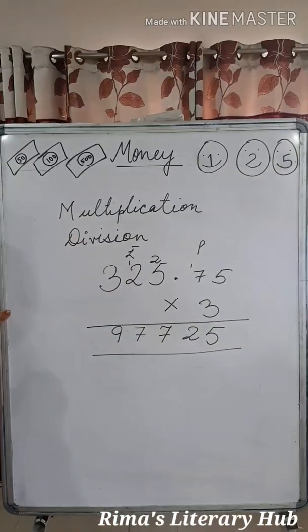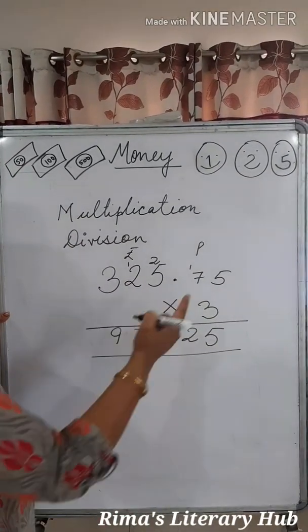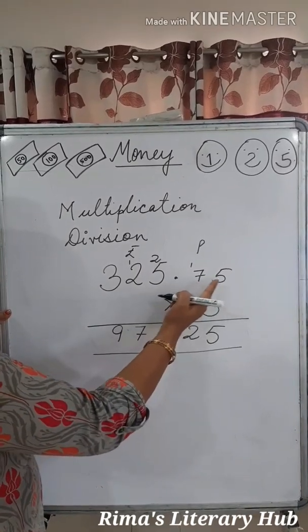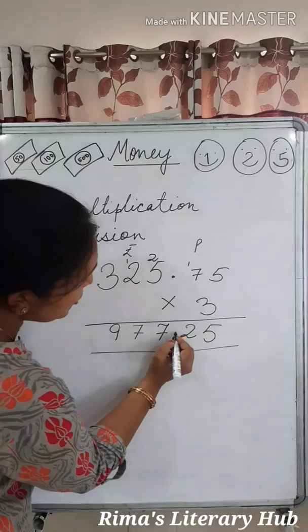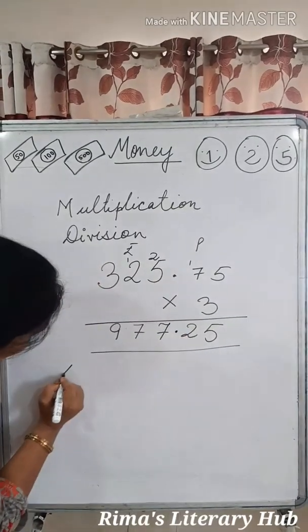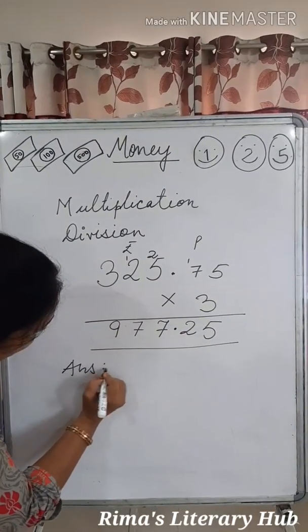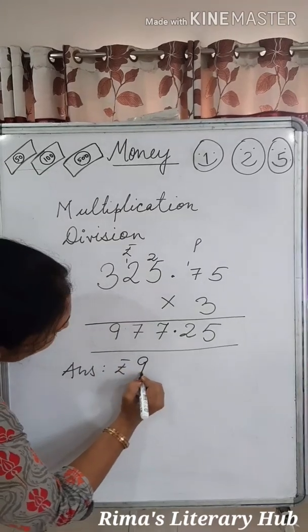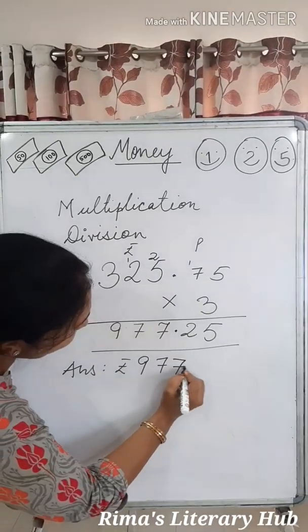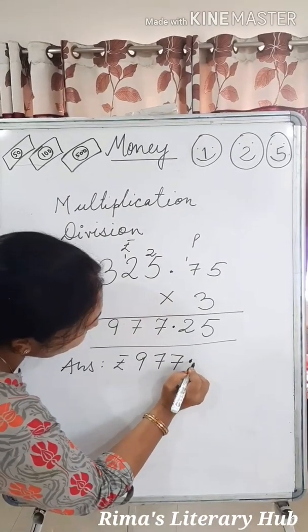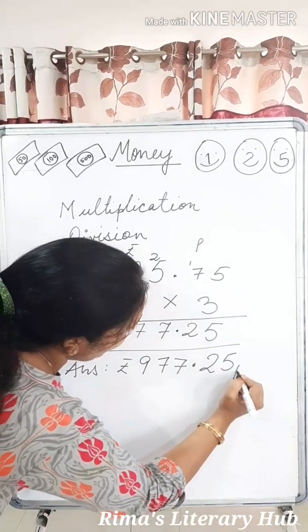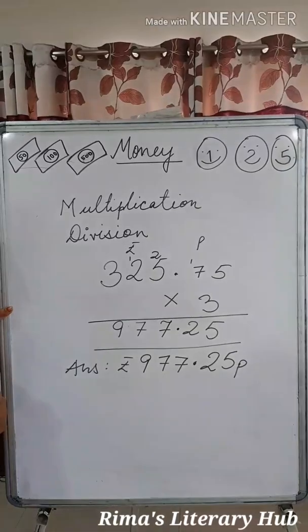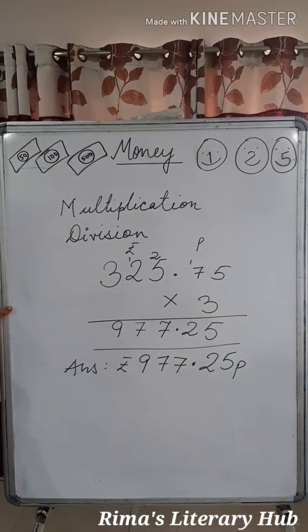Now what am I going to do? As I already told you, the relationship is 100. That means 2 places, 2 zeros. From the back, count 2 digits, put a point. So my answer is rupees 977 point. Don't forget to put this point as this separates the rupee from the paise. 0.25 paise.